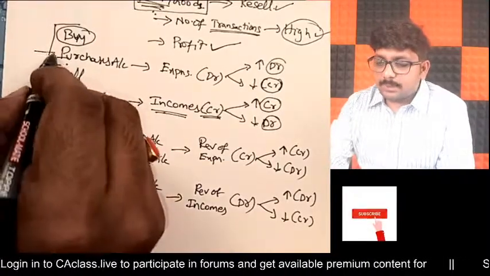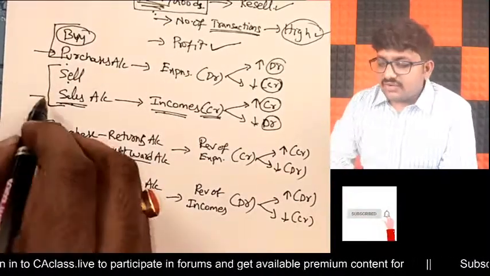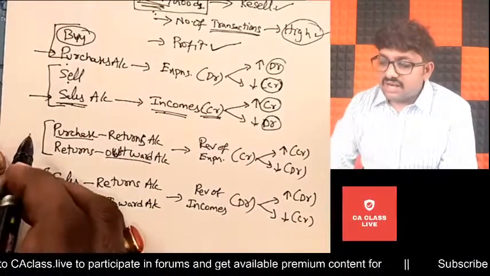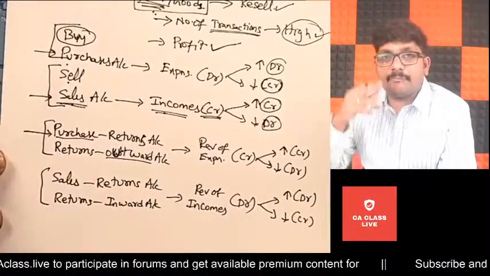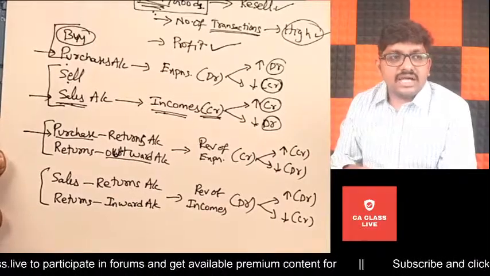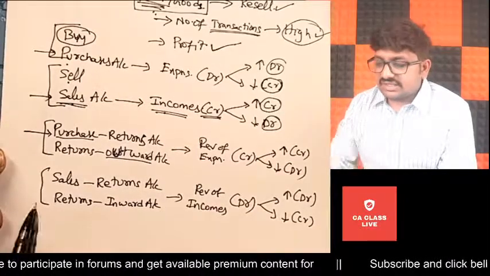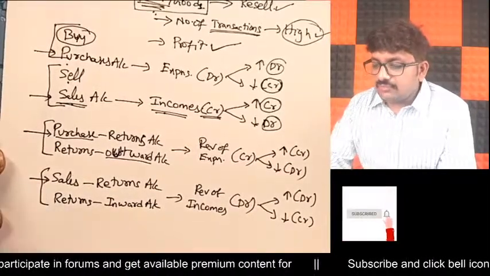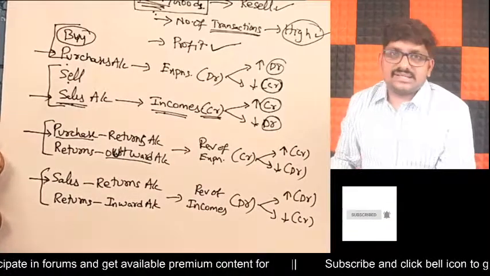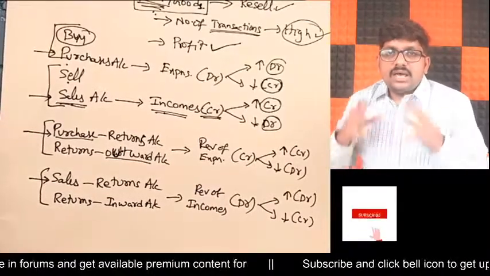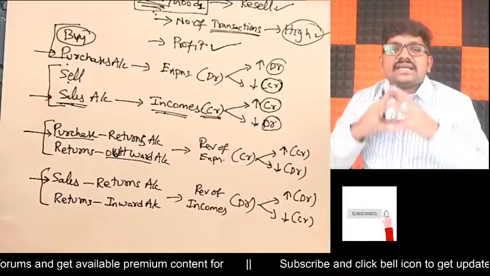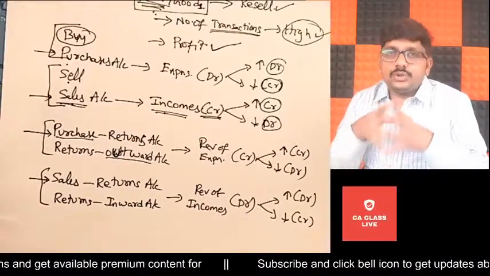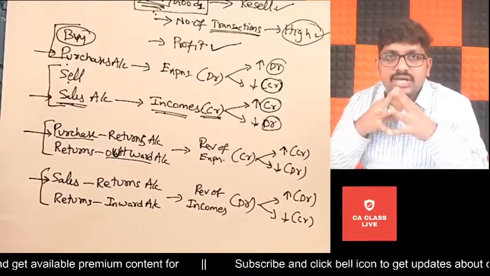First one is when you purchase the goods, purchase account. Whenever you sell the goods, sales account. Whenever you give back those purchased goods to your seller, you take it to purchase returns account. Whenever your customers give back the goods to you, you take it to sales returns. Got it? As a part of transactions, these 4 are usually used, my dear friends.